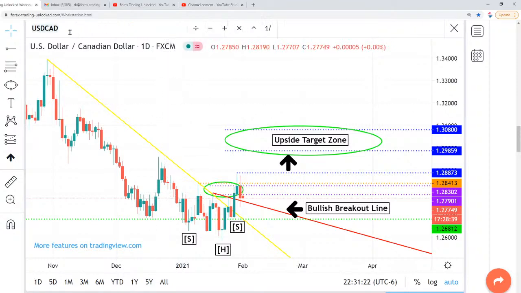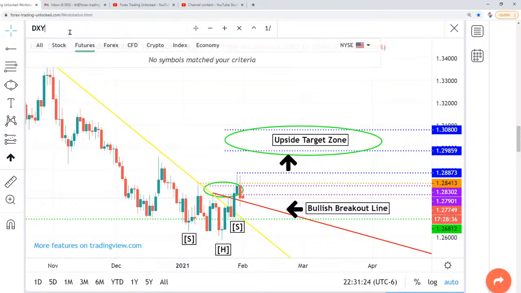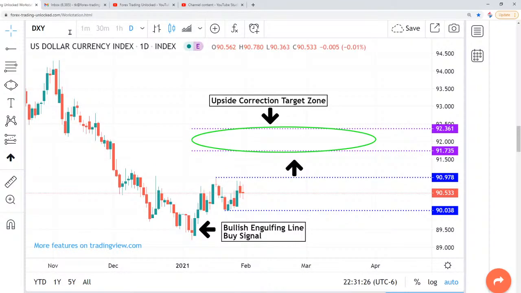And if you look at the dollar index as well, the way it ended last week, it's kind of in a neutral zone here, but as long as it doesn't fall below 90.03, the index will be bullish. Now, we had a bullish engulfing line buy signal that was triggered at the beginning of January, and we've made higher move highs and higher move lows. So as long as we do that, we're looking for a challenge of resistance here at 90.97.